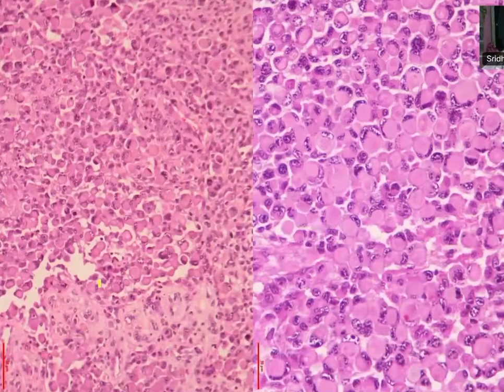H&E section, who will describe? Yes, sir. Tumor cells which are round to oval. Having a very cellular tumor, a cellular lesion. Absolutely no normal cells you are seeing. You can see that they're quite discohesive. Now we describe the cells. They are round to oval with eccentrically pushed pleomorphic nuclei, showing irregular chromatin with abundant eosinophilic cytoplasm.